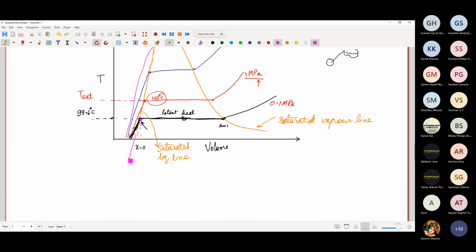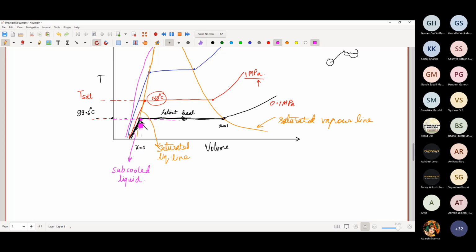This branch, because it lies below the saturation temperature, is called the subcooled liquid. Okay?